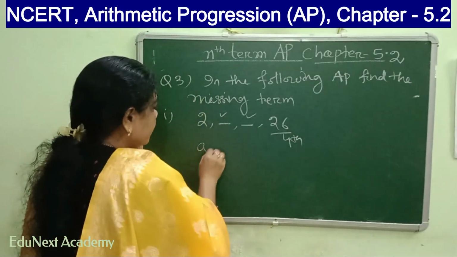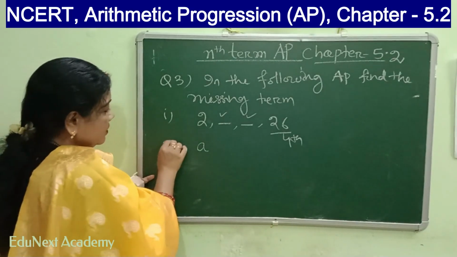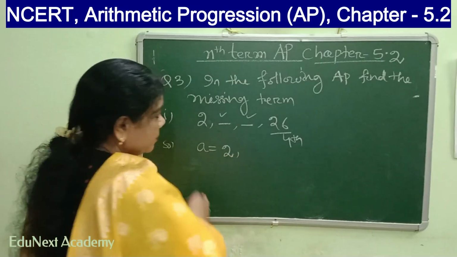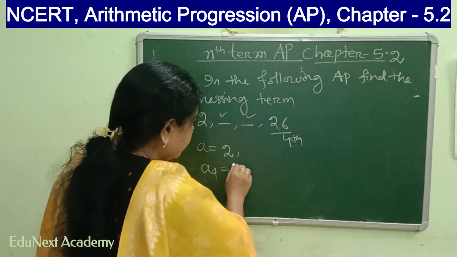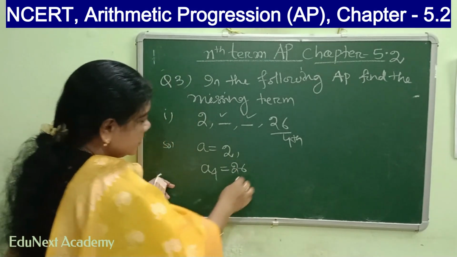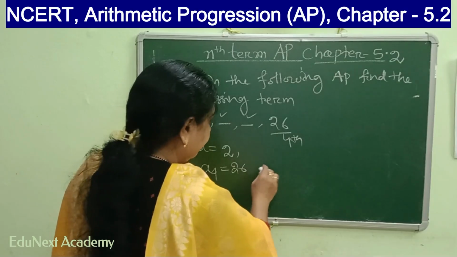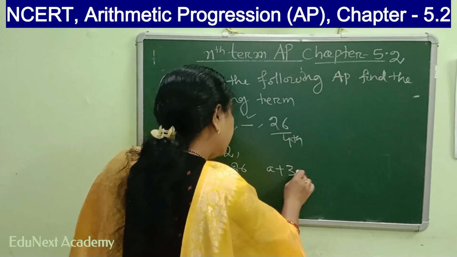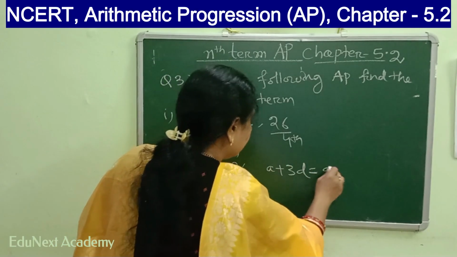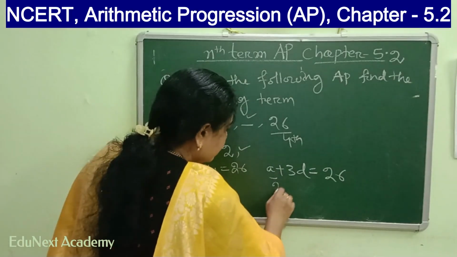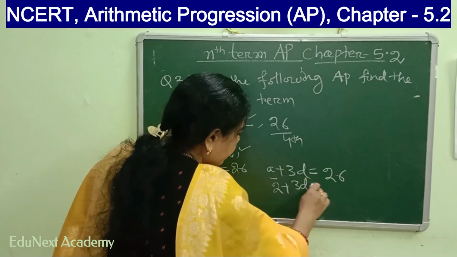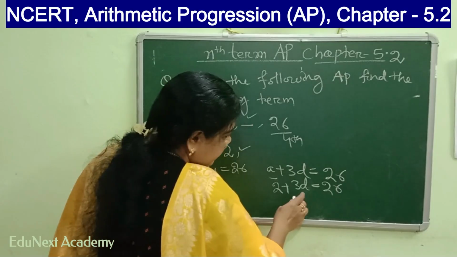Now how to solve this? Here a is equal to 2 and a4 is equal to 26. This a4 is defined by a + 3d. Now a + 3d is equal to 26. Here a is 2, so 2 + 3d is equal to 26.